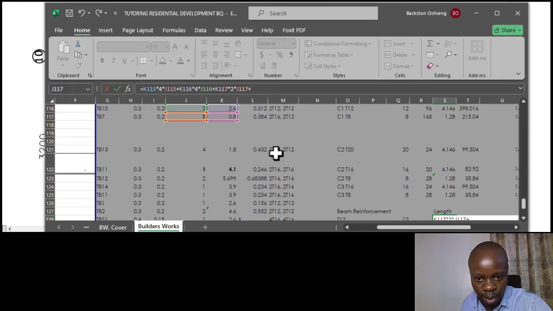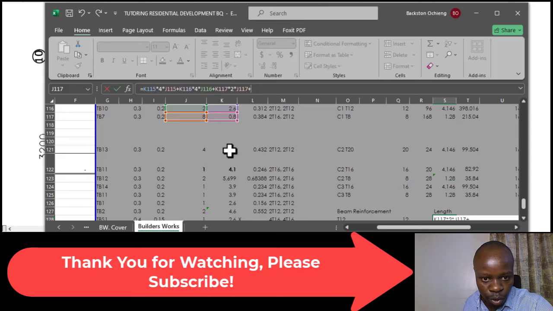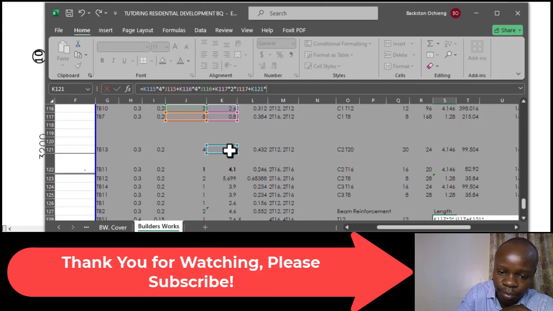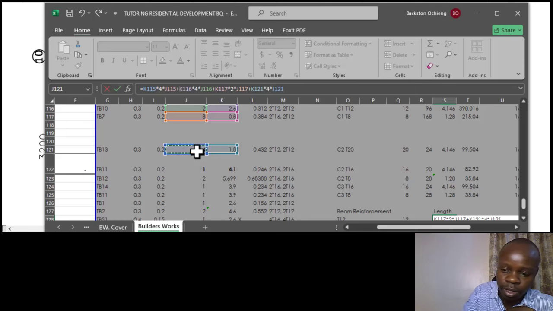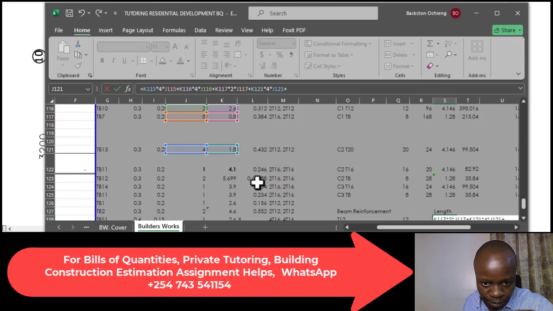In this case we have 2 T12, 2 T12, so we get the length of one beam, multiply by 4. Okay, 2 at the bottom and 2 at the top, and then you multiply by the number of those beams. Okay, then you add.